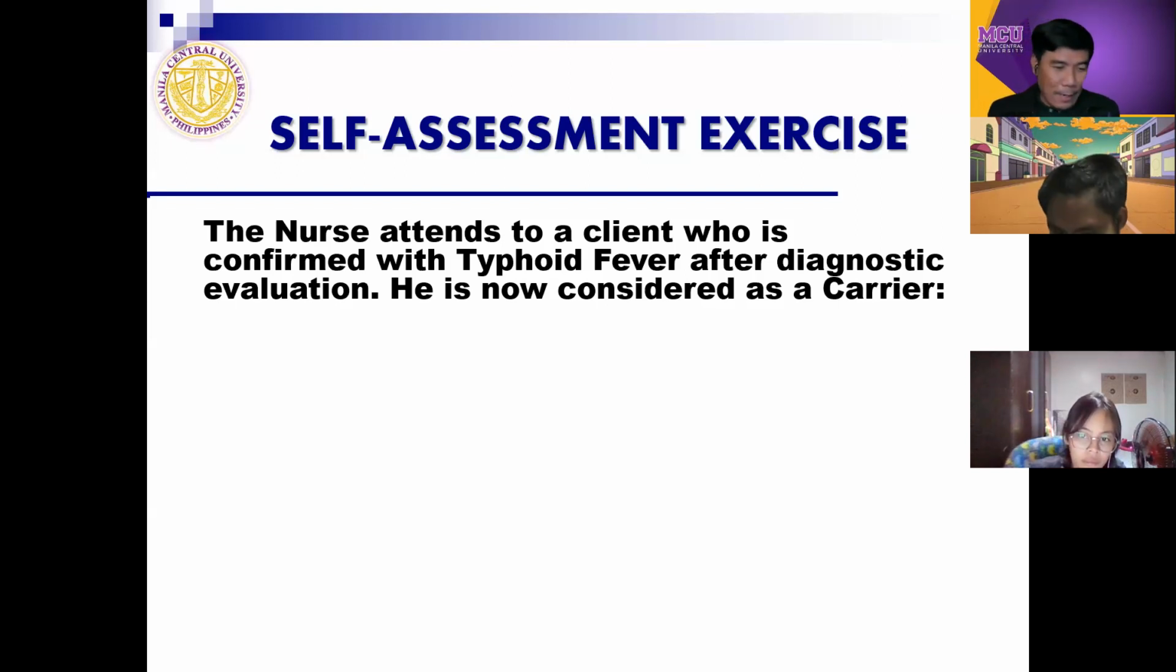For this afternoon's session, our synchronous session, we will primarily have our self-assessment exercises, related to the topic that we discussed last time, which is the chain of infection. I may need maximum participation. We are 41 in this room, hoping for the maximum participation. Okay, so let's proceed with the first question.